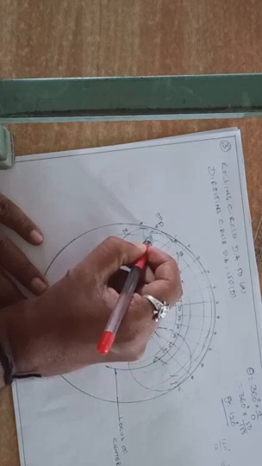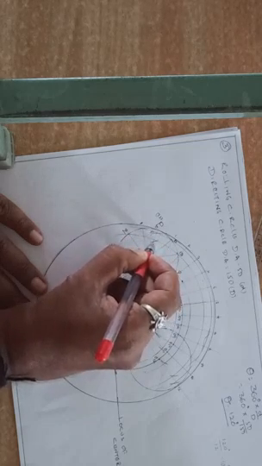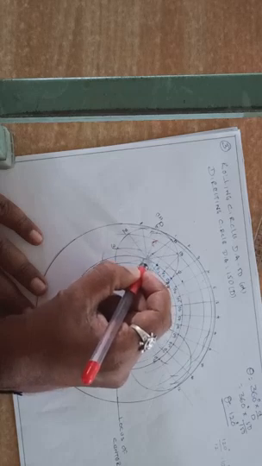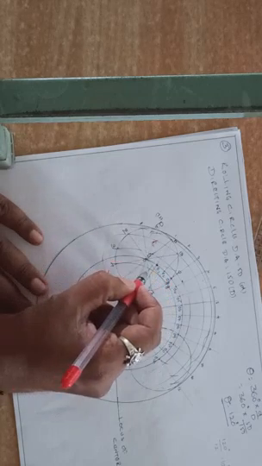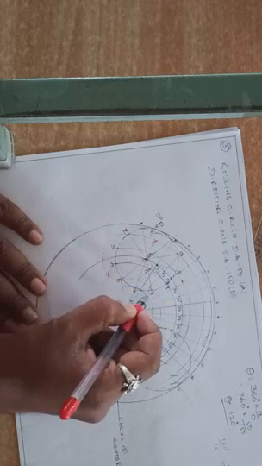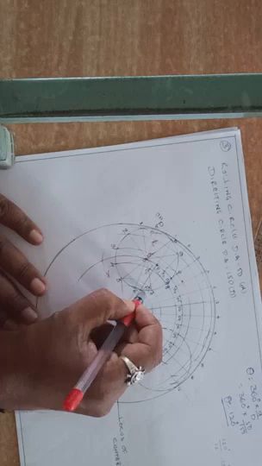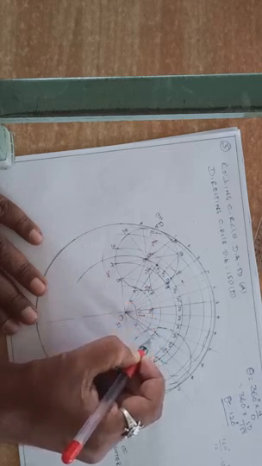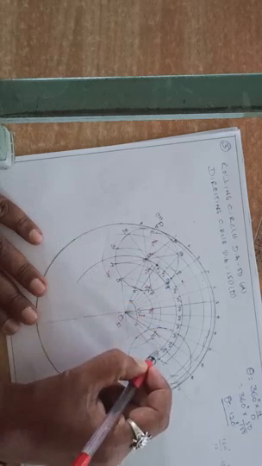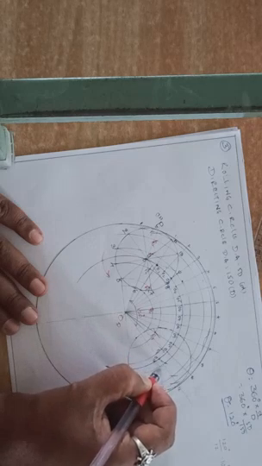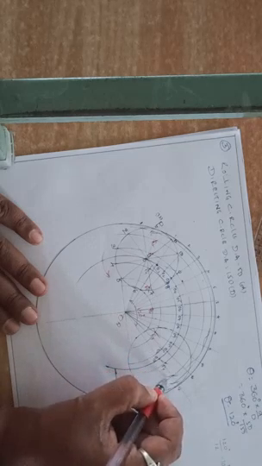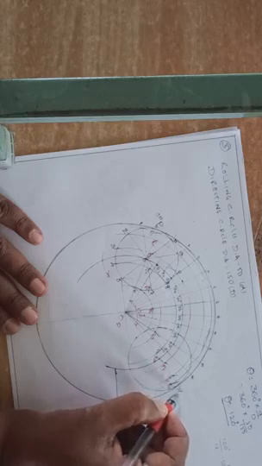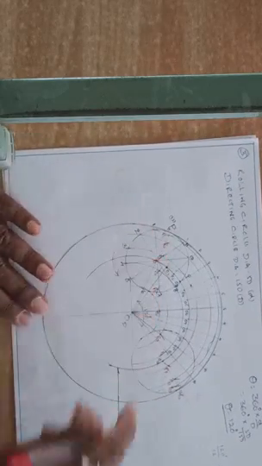You can mark it as P1, sorry, P2, then P3, P4, P5, P6, P7, P8, P9, P10, P11 and finally P12. So all points.